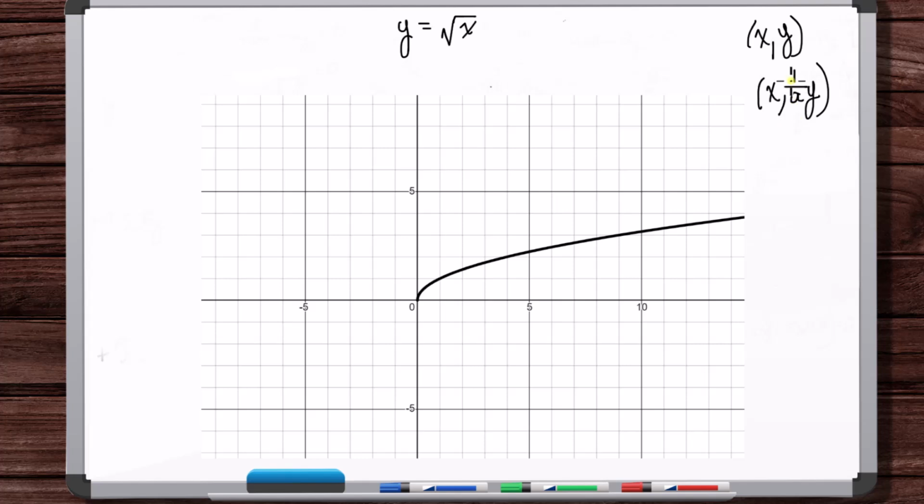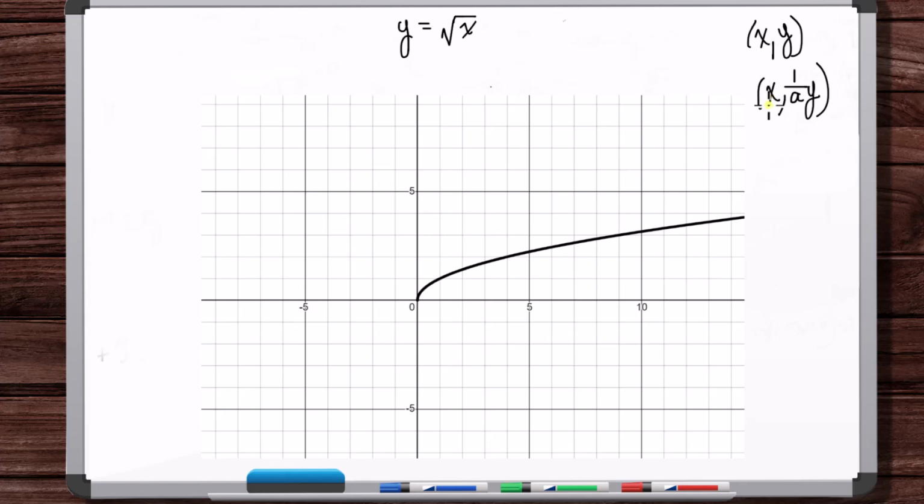It could be negative. The idea is if this factor was negative, you're scaling it and also flipping it. If this was like this, then you would be scaling it down in the y direction and then flipping it about the x-axis as well.